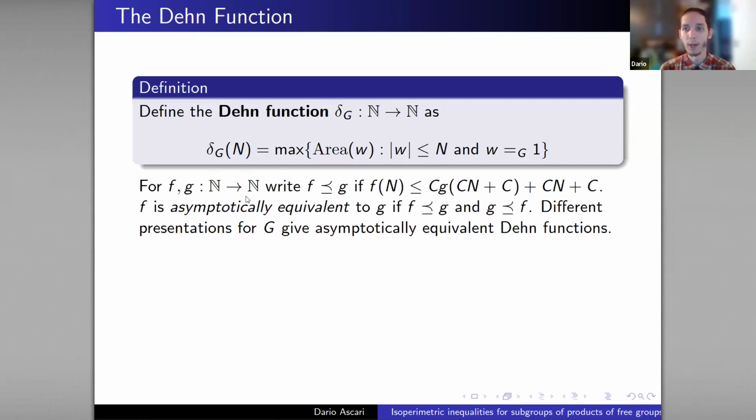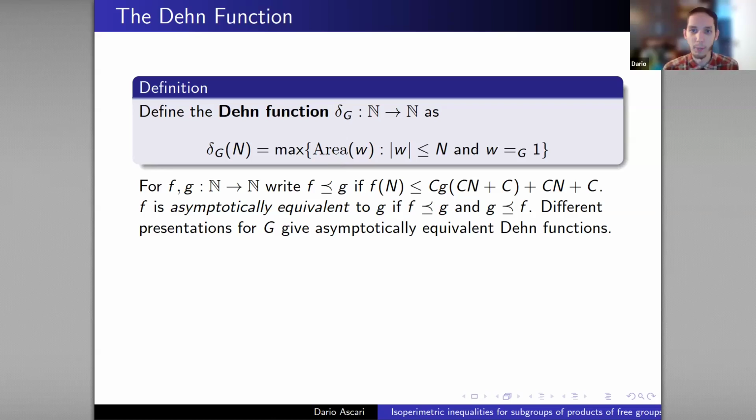But in practice, we are only interested in the large-scale growth of the Dehn function. So for two functions, f and g from N to N, we say that f is asymptotically smaller or equal than g if for some constant c, this inequality holds. And we say that f is asymptotically equivalent to g if the two inequalities hold. And what happens is that different presentations for the same group will give asymptotically equivalent Dehn functions. Okay, so the Dehn function is defined up to asymptotic equivalence.